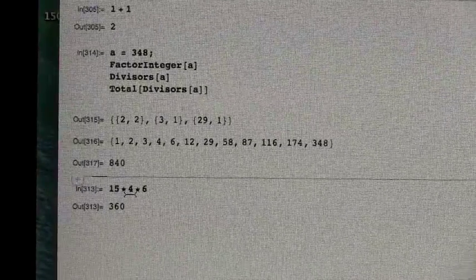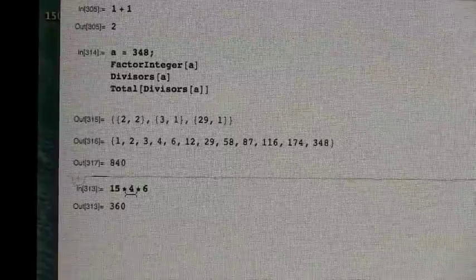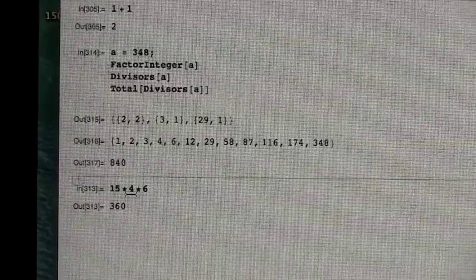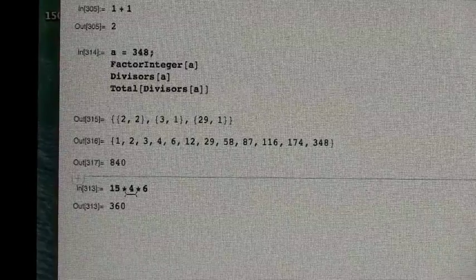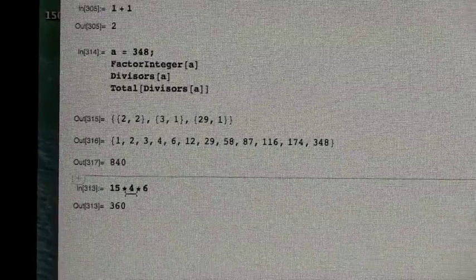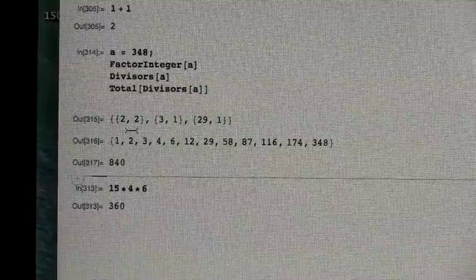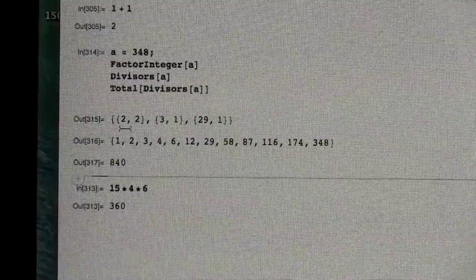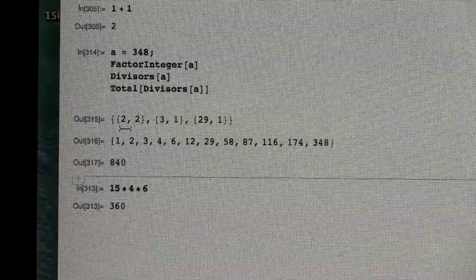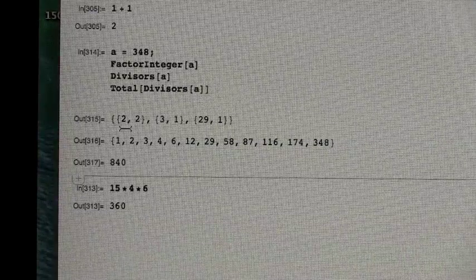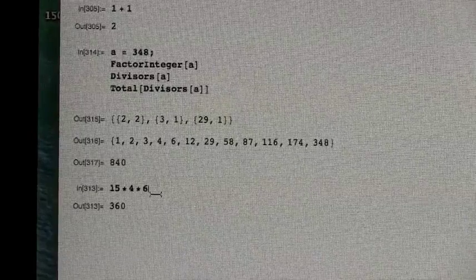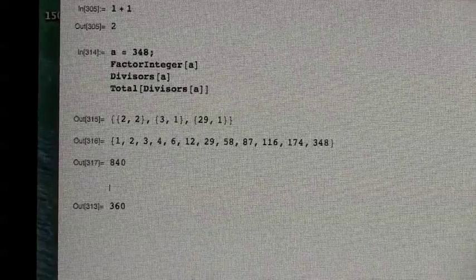It's complicated because we do multiply at the end. Right, but we multiply a bunch of sums together. So it is confusing. You've got to remember what you're doing. First, for 2 squared, we're trying to find the sum of the divisors of 2 squared, which was 7. Okay, and how about the sum of the divisors of 3? Well, just 4. Okay, and what about the sum of the divisors of 29?